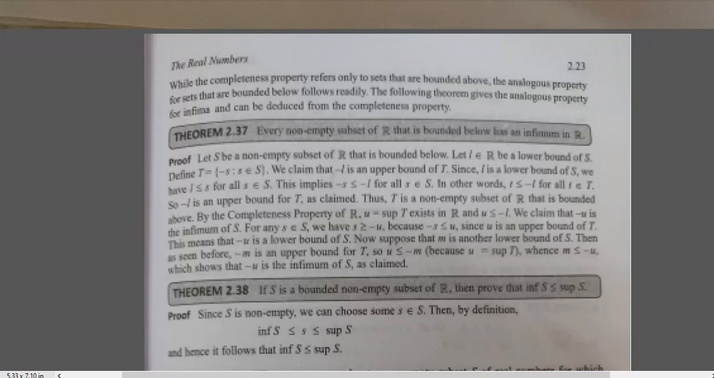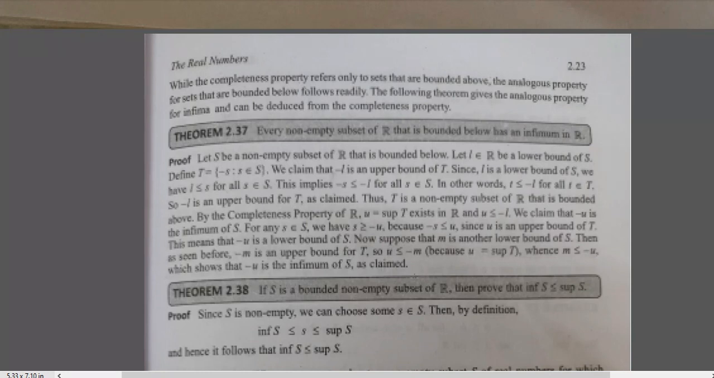Let S be a non-empty subset of R that is bounded below. Let L belong to R be a lower bound of S. So we define T as the negative of all members of the set S, so T is the set of minus s, where s belongs to S. Now we claim that minus L is an upper bound of T.